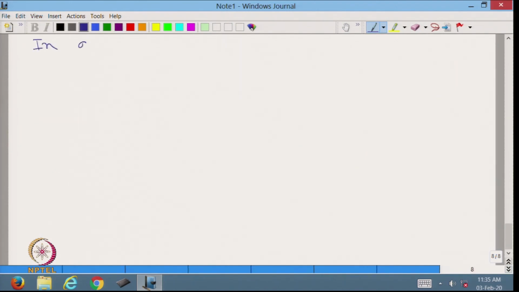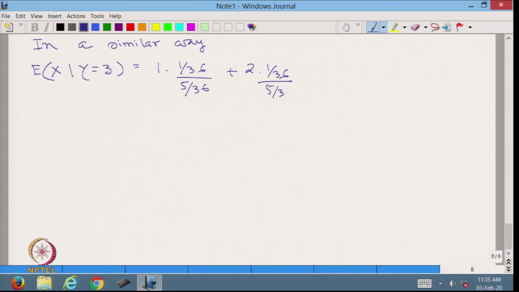In a similar way, expected value of x given y is equal to 3 is equal to 1 into 1 by 36 upon 5 by 36, plus 2 into 1 by 36 upon 5 by 36, plus 3 into 3 by 36 upon 5 by 36, which is equal to 1 into 1 by 5 plus 2 into 1 by 5 plus 3 into 3 by 5, which is equal to 12 by 5.